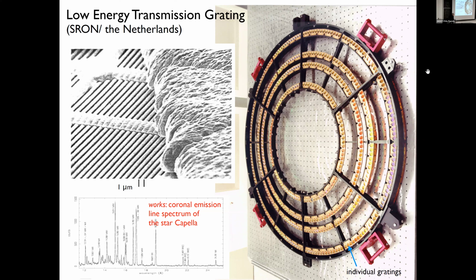So the thing works. This is a spectrum of the coronal line emission from a hot star, between 12 and 24 angstroms over here. This is all emission from hot gas in the corona of the star Capella.